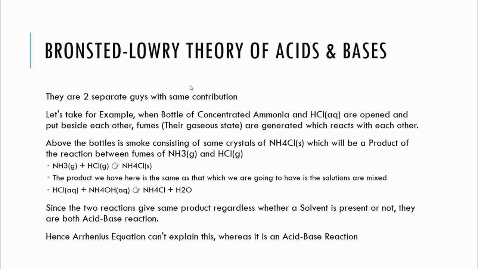Let's say, for example, a bottle of concentrated ammonia and a bottle of hydrochloric acid are opened and put beside each other, fumes come out. That means the gases of ammonia and hydrochloric acid will be coming out. And those fumes, if you put them together, they will still react to form ammonium chloride. Above the bottle is smoke consisting of crystals, NH4Cl, which is a product of the reaction between the fumes of the two gases.